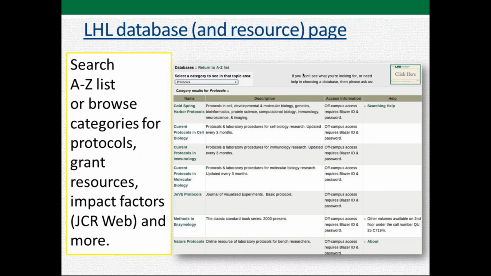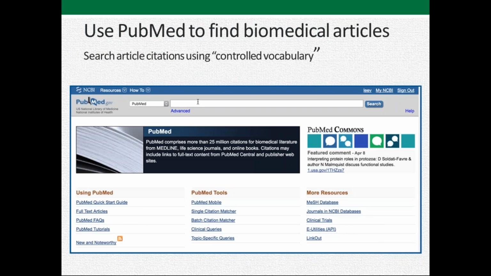When you click on our database link page, it'll give you a long alphabetical list of databases. But there's a little pull down menu at the top where you can select a topical category to look for. So you can hone in on some databases that way that are relevant to your topic area.